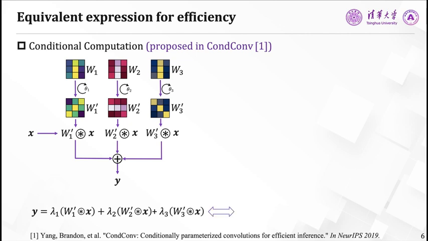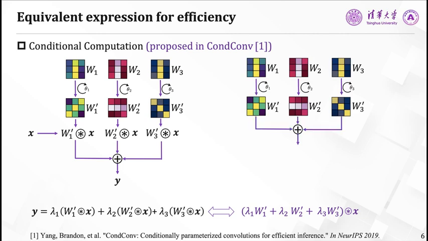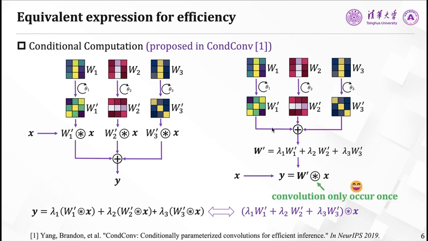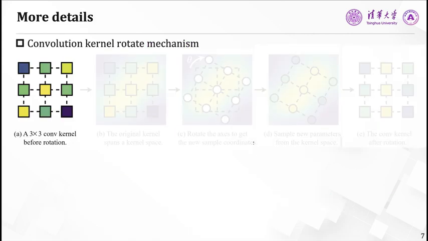Inspired by CondConv, this procedure is equivalent to summing the weighted rotated kernels first and then performing convolution with the combined weight. In this way, the heavy convolution operation occurs only once, achieving computational efficiency. Next, we provide more details of this method.